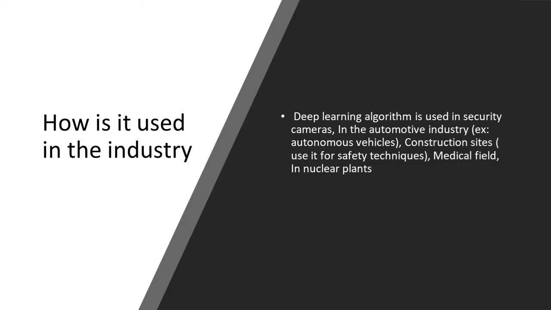How is it used in the industry? Deep learning algorithms are used in security cameras, in the automotive industry, in construction sites, in the medical field, and in nuclear plants.